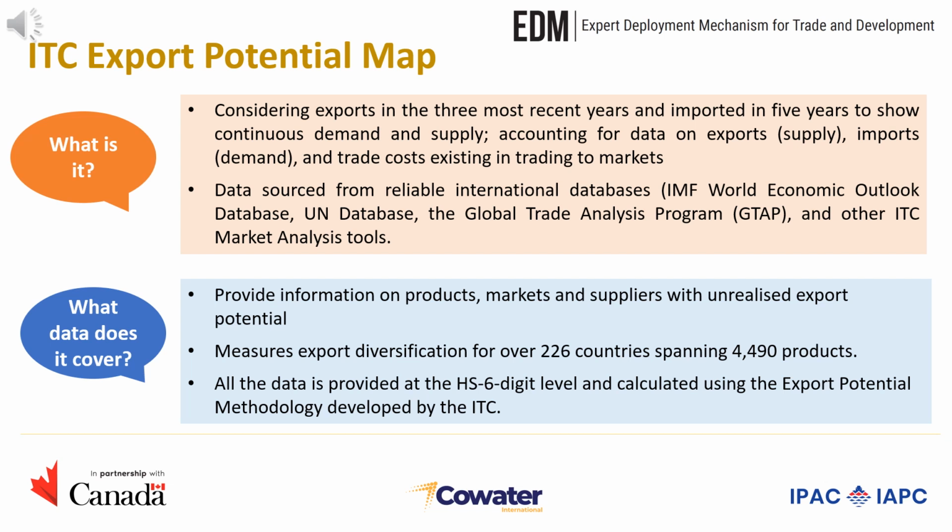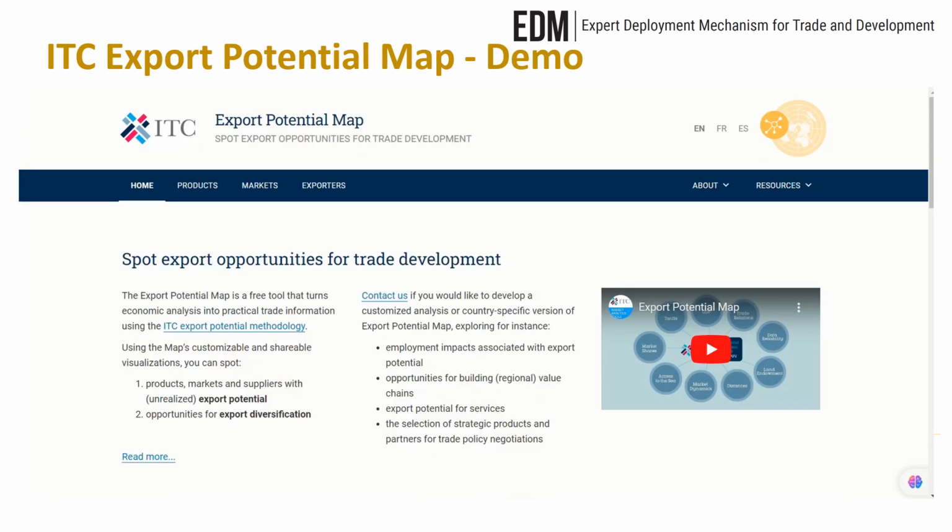To reduce the impact of unreliable data reports, the products included in the tool have to be exported at least in the 3 most recent years and imported in all 5 years to show continuous demand and supply. The tool is free to use. Tutorials on the guide using the tool are also available on ITC's website and on YouTube. Let us now look at how to use Export Potential Map. Note that you do not need to log in to access the tool.